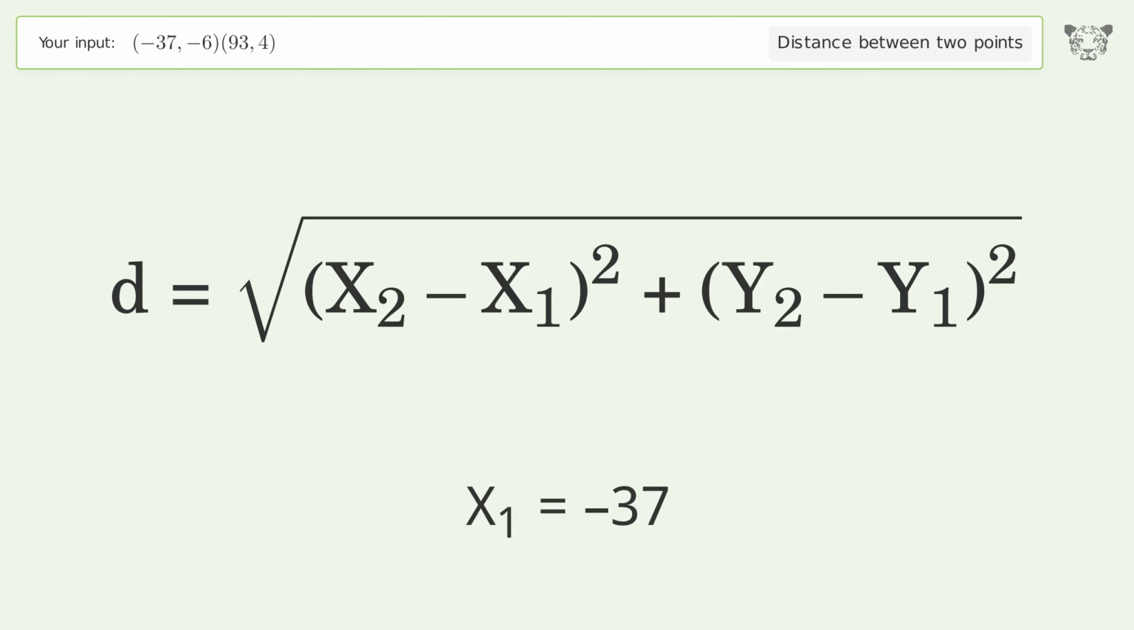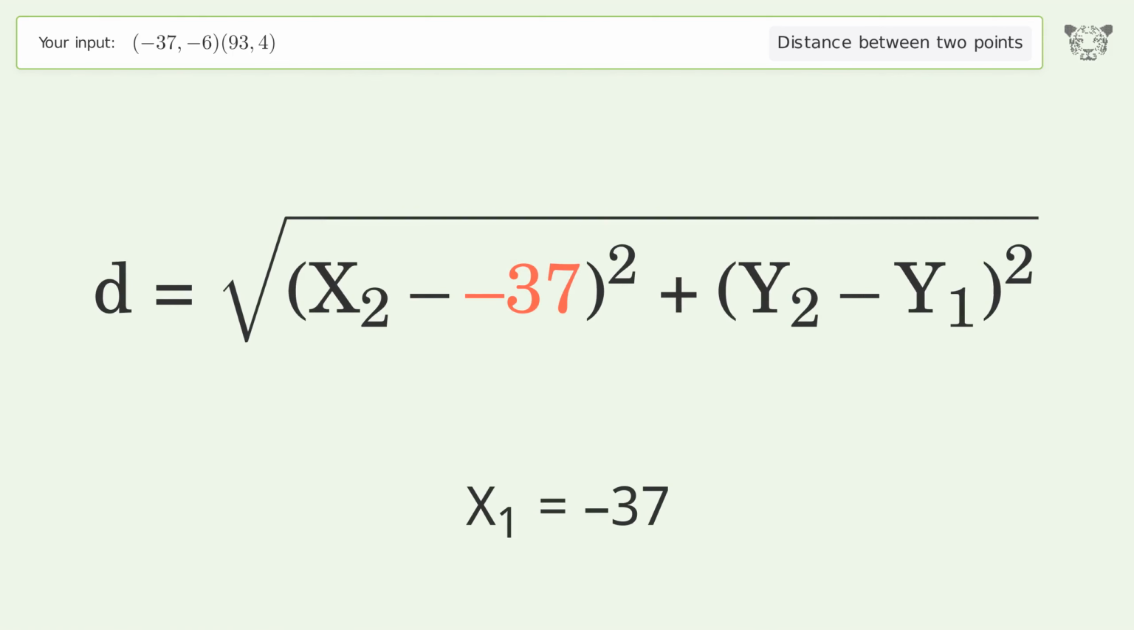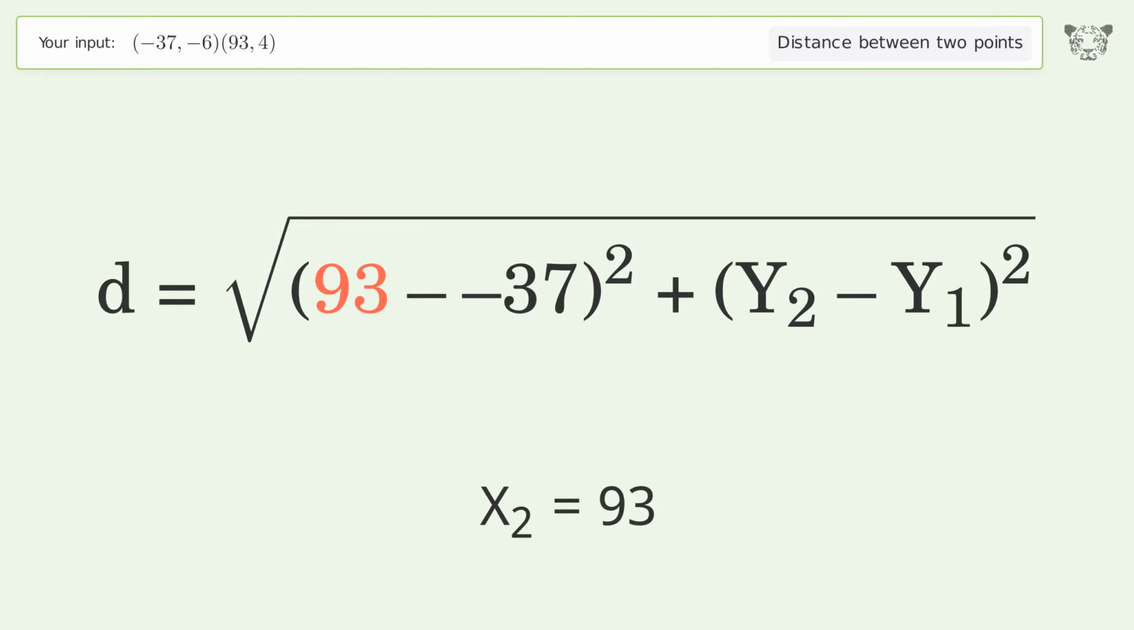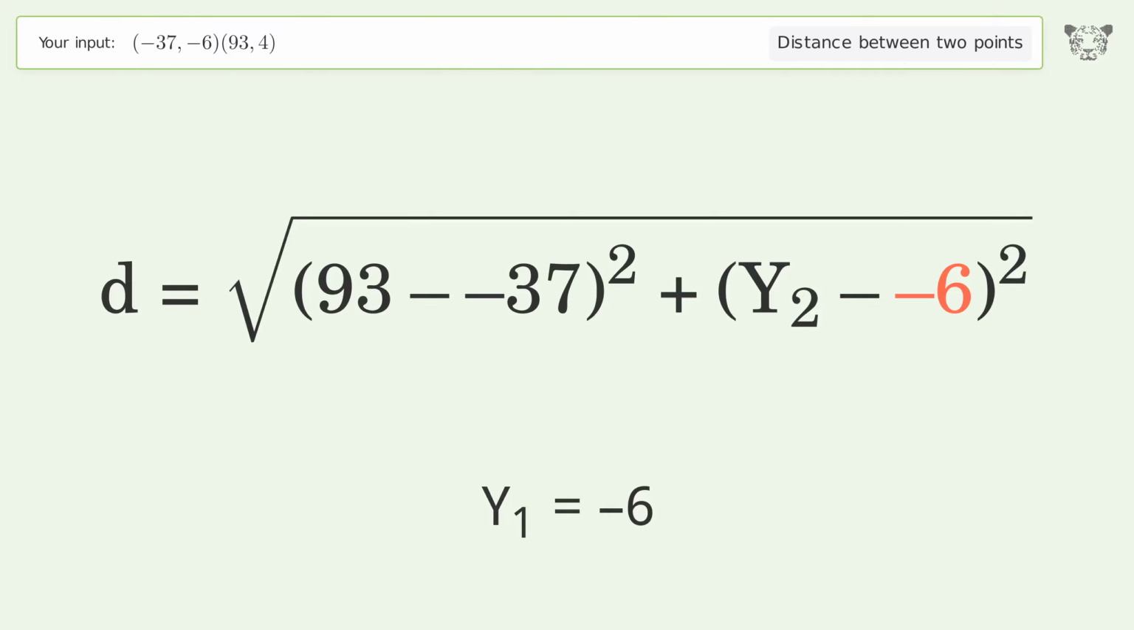x1 equals -37. x2 equals 93. y1 equals -6. y2 equals 4.